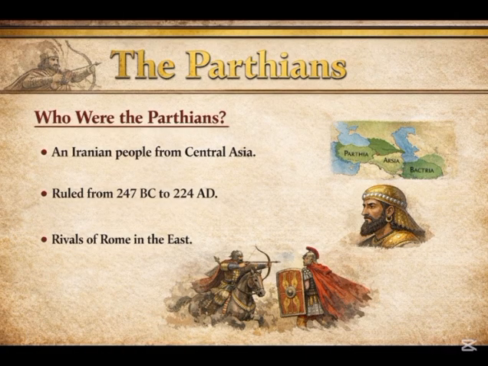Okay, students, the next group who came after the Shakas were the Parthians. Who were the Parthians? An Iranian people from Central Asia who ruled from 247 BC to 224 AD, rivals of Rome in the east. Students, these are some points which you can easily remember for MCQs and for the objective of the chapter, and these are also an important source of information about the certain group. So please write them down while listening to the lecture.